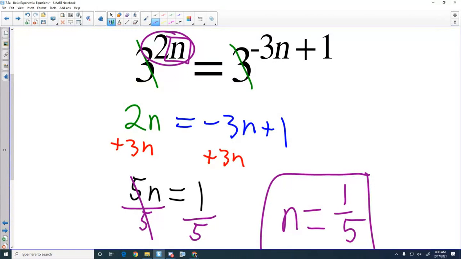If I plug in 1/5, this would be 3 to the 2/5. And this would be negative 3/5 plus 1. That also would equal positive 2/5. So it would be 3 to the 2/5 equals 3 to the 2/5. So we can verify to say, yes, that is the correct answer because it makes the original equation true. So it is the solution. But you don't need to tell me what that exponent is. We're always just solving for that unknown variable. Good question.